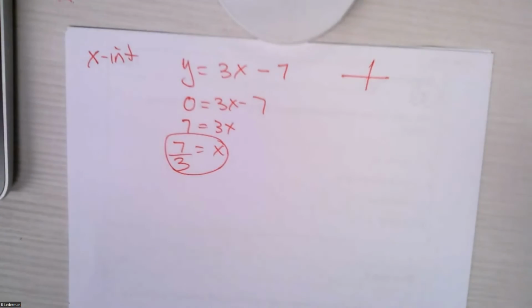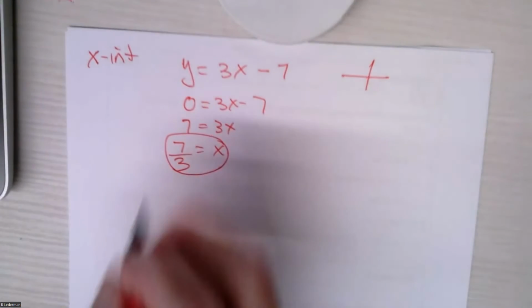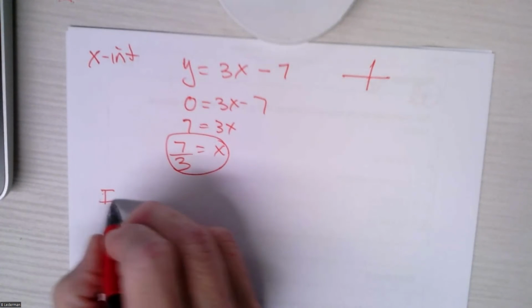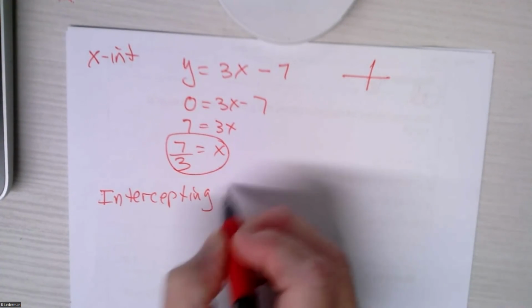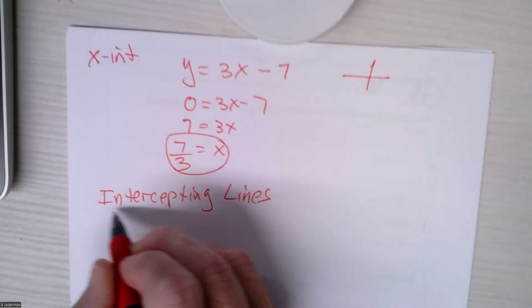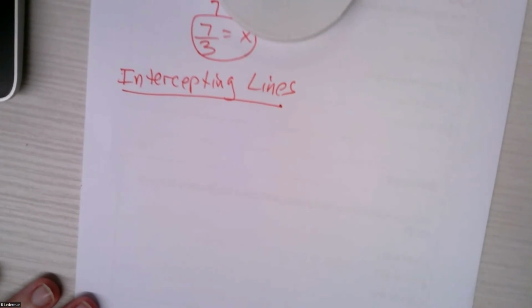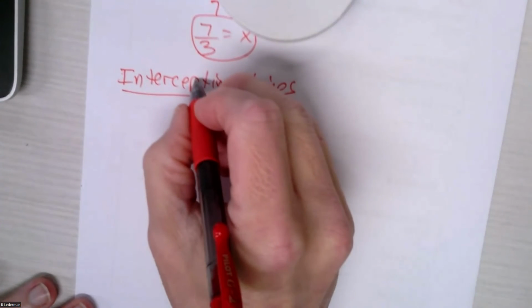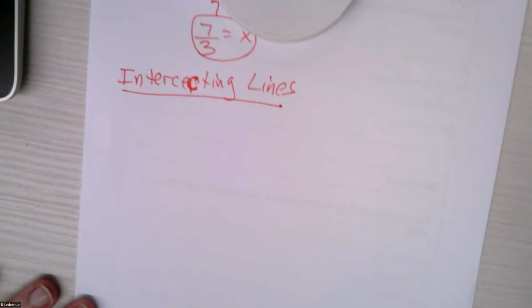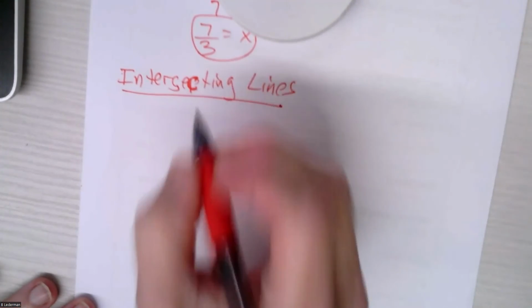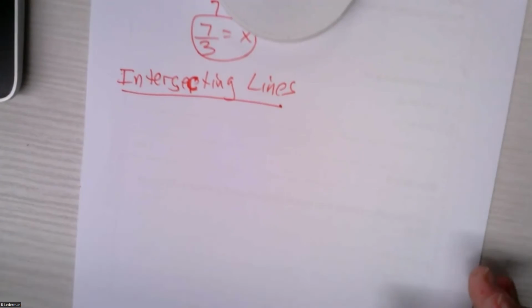Sometimes you want to know where 2 lines intersect. Sometimes, boy, I can't talk anymore. Sometimes you want to know where 2 lines intersect. I feel like I'm spelling that wrong. Maybe that should be an S. Okay, that looks better. Intersecting lines.